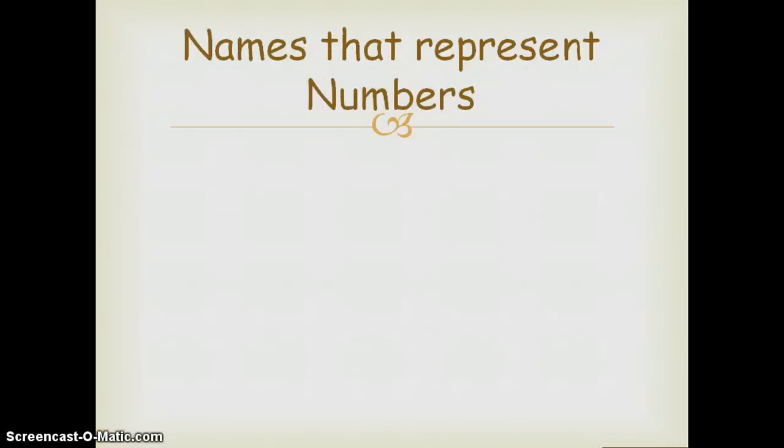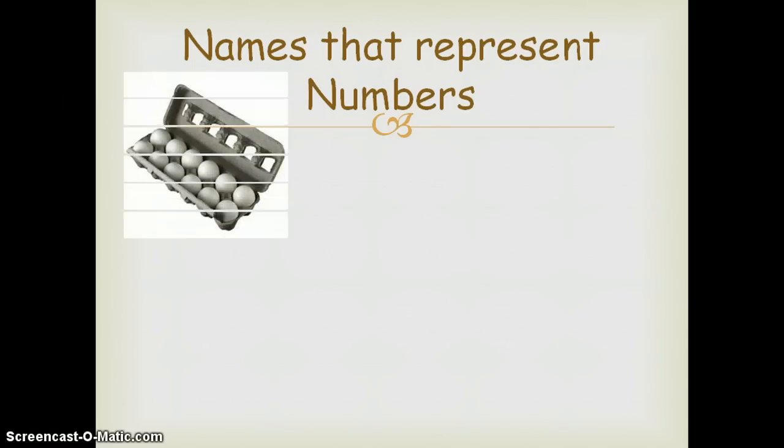And it's a name that represents a number, and I want you to think of other names that we know of that represent numbers. The first that generally comes to mind is when you think of a set of eggs. We call that a dozen eggs. And we call it a dozen because there's 12 of them. So the word dozen simply means 12.